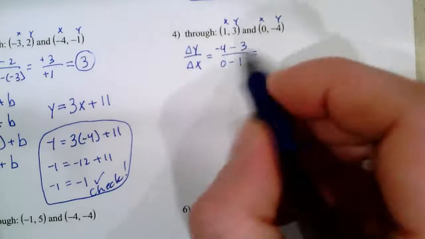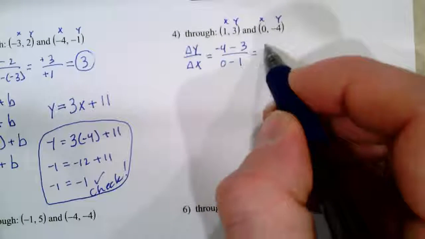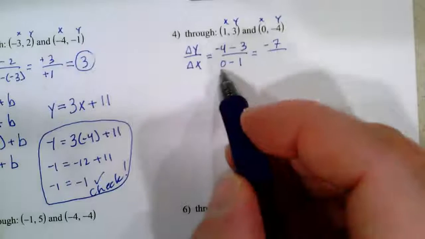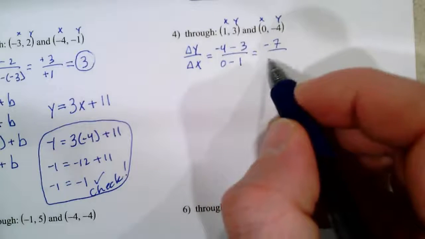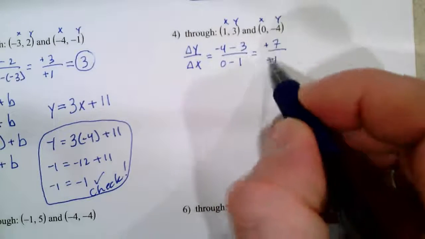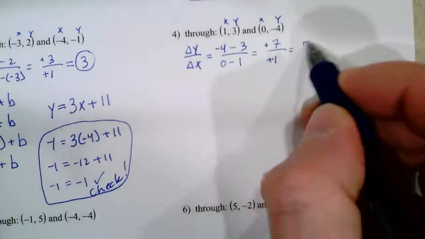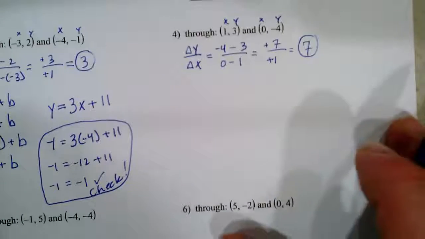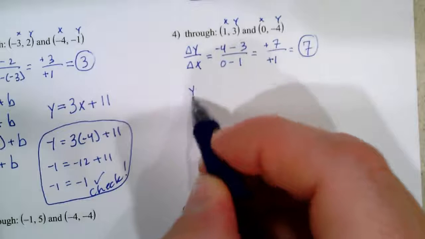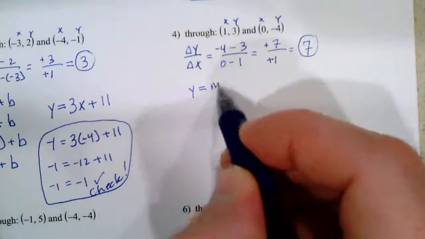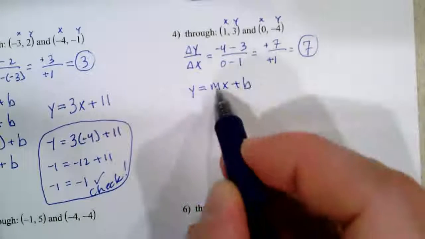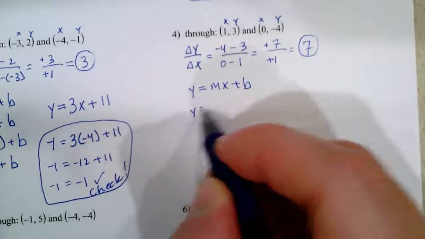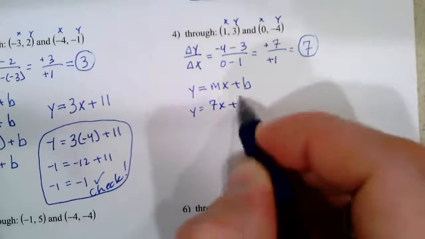Negative 4 minus 3, well, it's 4 degrees below, drops 3 more degrees. It's negative 7. And 0 minus 1 is negative 1. The two negatives cancel out. It's 7 over 1. It's just 7. Now we're going to find our b, y equals mx plus b. We know the m, it's 7. Y equals 7x plus b.